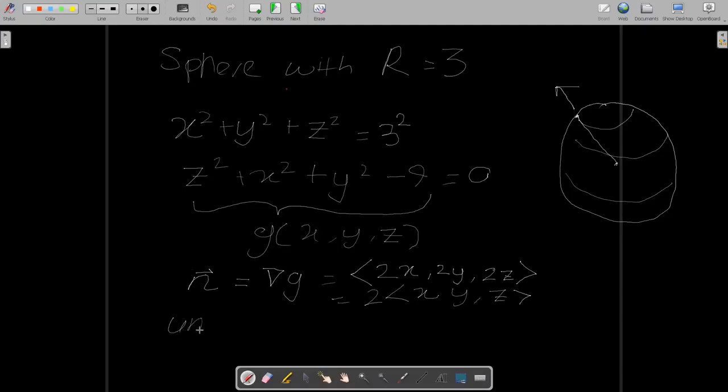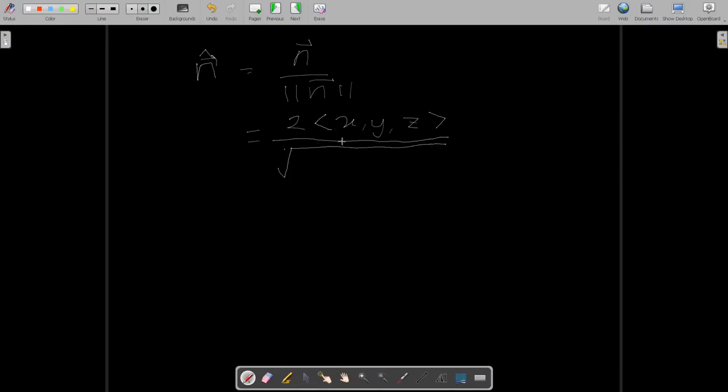Now how do we get the unit normal? The unit normal is simply the normal vector divided by its magnitude. Let me write first the 2 times (x, y, z), and then the magnitude is simply the square root of this whole expression here, which is 4 times x squared plus y squared plus z squared.